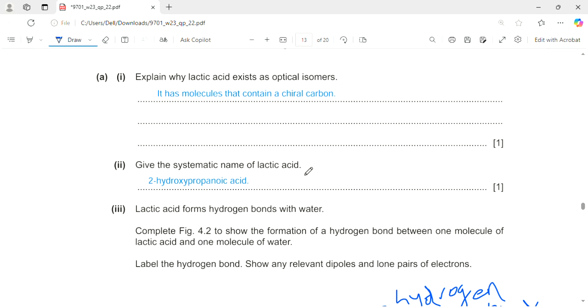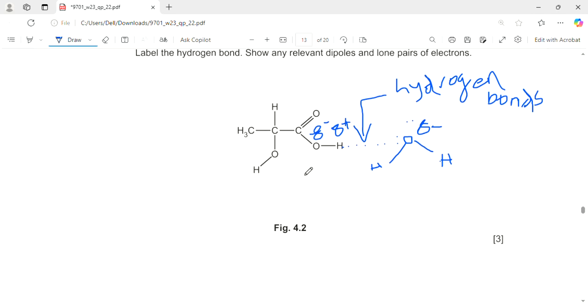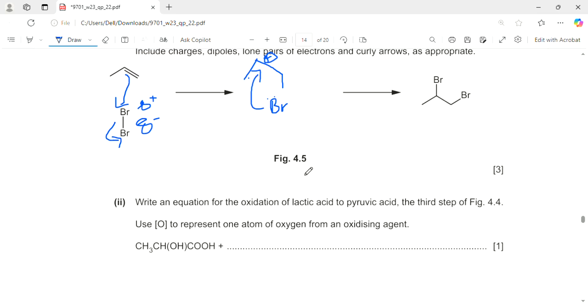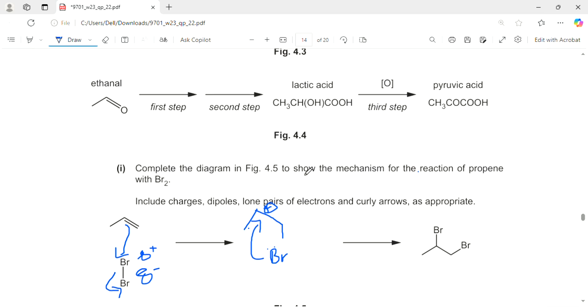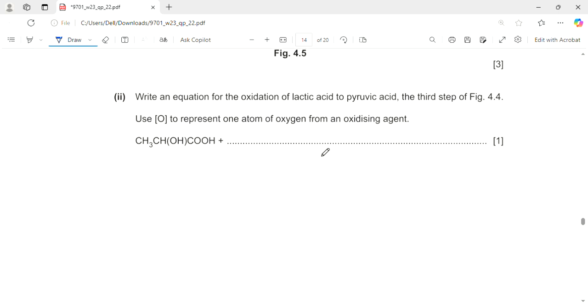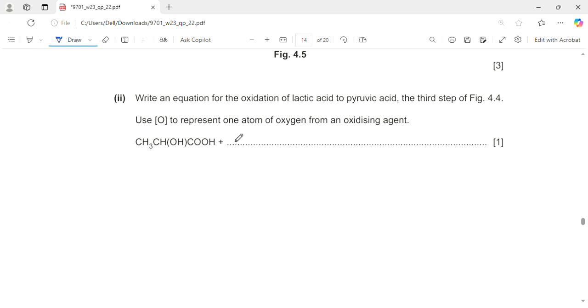What do I have? This is figure 4.4. Okay, now here it is saying to use O to represent one atom of oxygen from an oxidizing agent. All right.